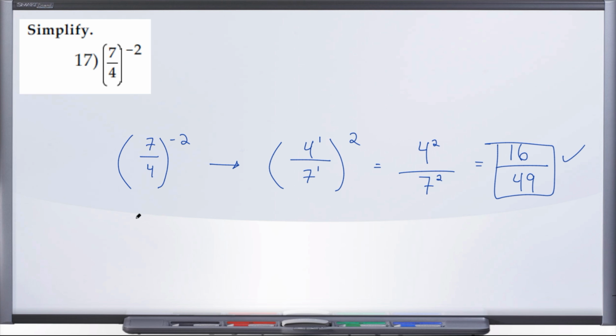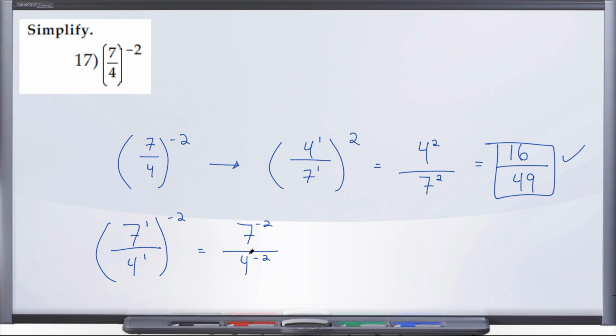We could have gone down here, and right away we could have applied the power rule, and we could have said that 7, again, to the first, over 4 to the first, and all of this is being raised to the negative 2 power. So we could have had 7, now 1 times negative 2 is negative 2, over 4. 1 times negative 2, again, is negative 2. But we end up with negative exponents again.